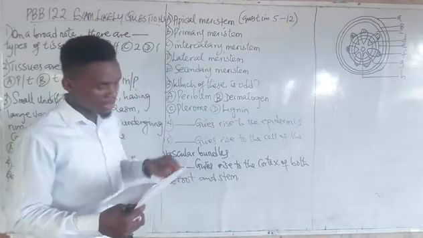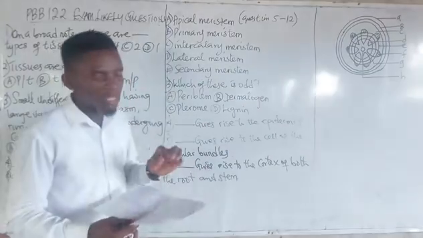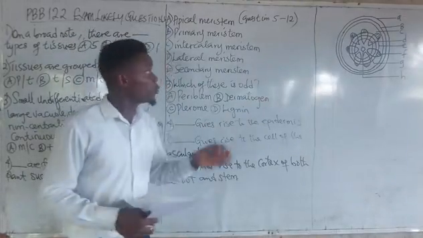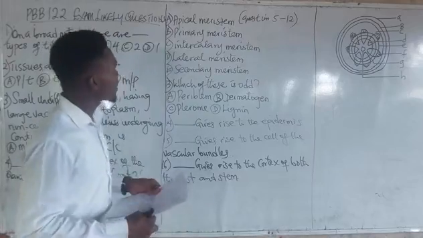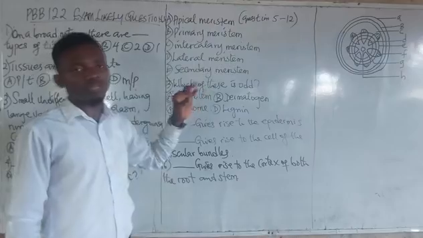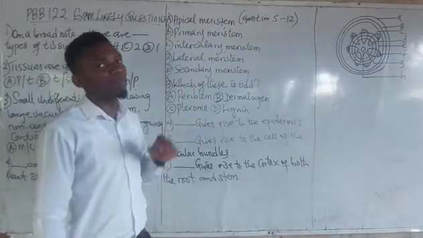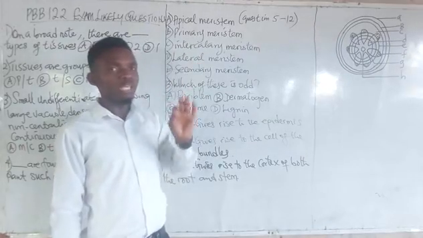Now the next one, dash are found in nodes and they stimulate the growth of branches. Which of these meristems do you think is found in nodes? The answer is the intercalary meristem. For example, the bamboo stem, the Bambusa bambusa. The Bambusa bambusa has a strong node and hollow internode.